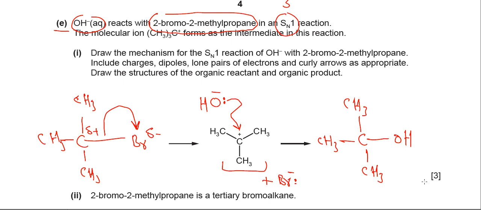Now try to understand how you got these 3 marks. Number 1, remember, in the whole mechanism, wherever you have to show the partial charges and the complete charges, you will get 1 mark. The next mark is for the curly arrow. Wherever you use the curly arrow, like in this mechanism where we use the curly arrows twice, if you miss any one of these, then you will not get that mark.